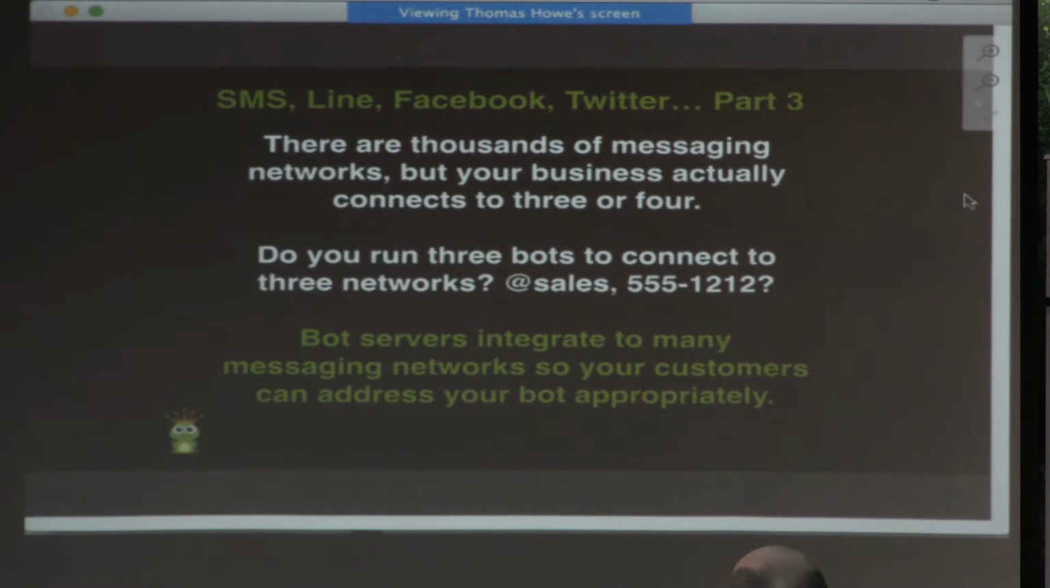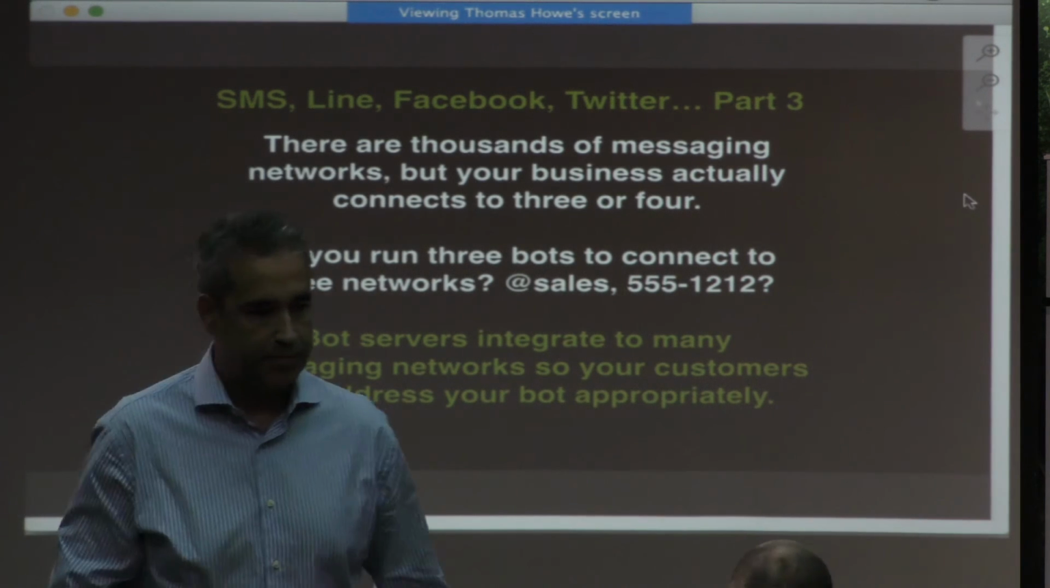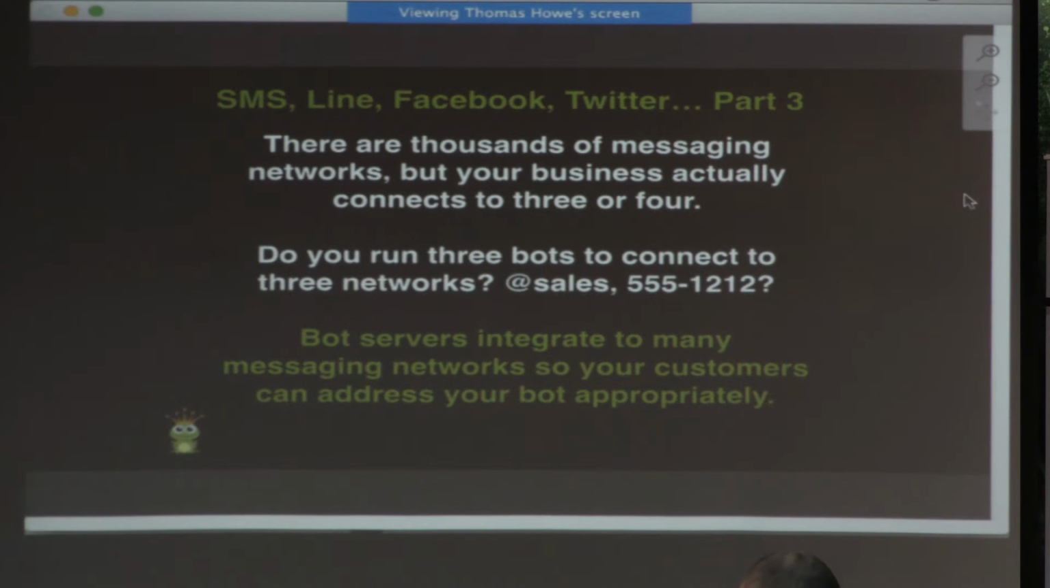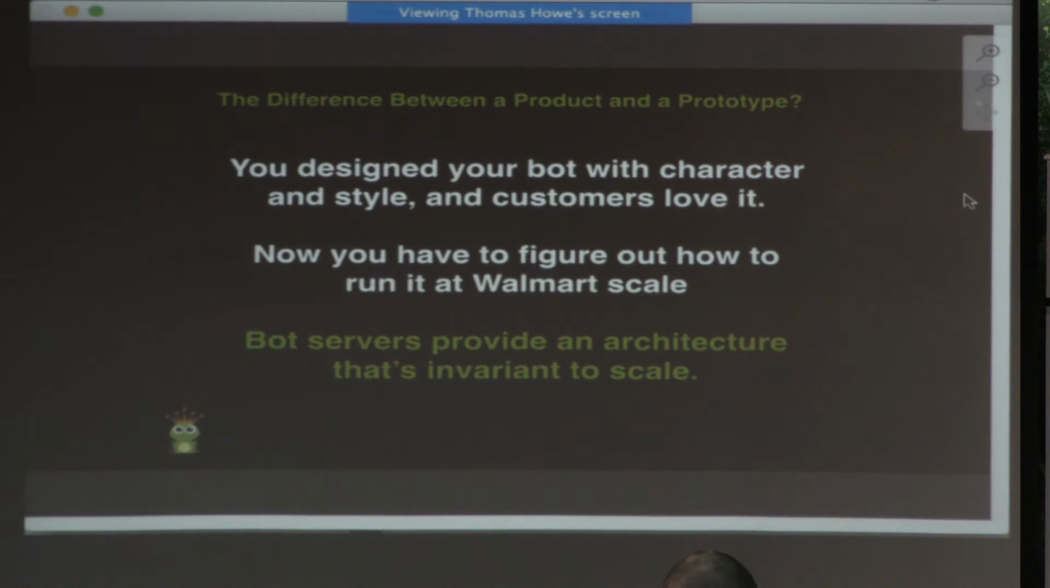And there's a part 3. There are thousands of messaging networks, but in reality, your business actually connects to 3 or 4. It connects to your Facebook page, your Twitter account, the messaging side of your phone number. And then you have this unification problem that we've been dealing with for quite a while. And so the last thing a bot server does in this category of solution is to integrate to many messaging networks so your customers can address them appropriately. You can have a unified front of bots. A couple more things that bot servers help you do.